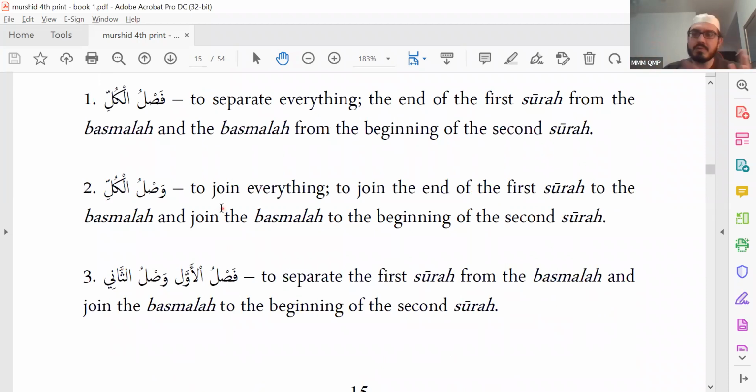Number 2, wasl al-kull, joining everything. وَمِن شَرِّ حَاسِدٍ إِذَا حَسَدَ بِسْمِ اللَّهِ الرَّحْمَنِ الرَّحِيمِ قُلْ أَعُوذُ بِرَبِّ النَّاسِ. Okay, so that's joining everything.